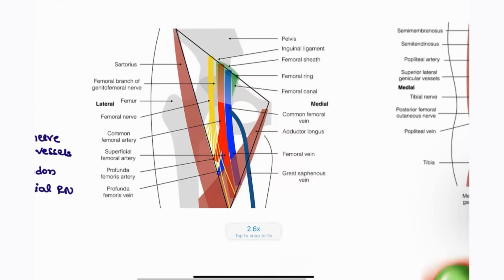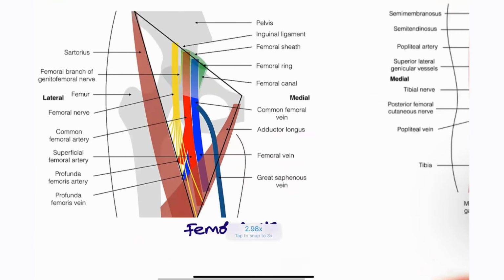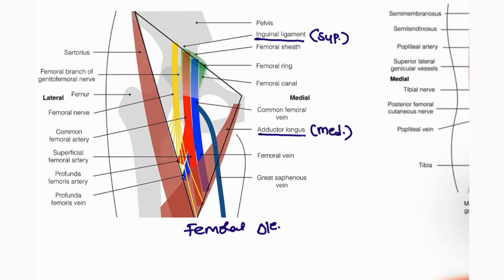Next, another important structure. What is this structure? The femoral triangle. In the femoral triangle, again the borders are very important. The superior border is the inguinal ligament. The medial border is the adductor longus, and on the lateral side the border is formed by the sartorius. This is the lateral border of the femoral triangle.